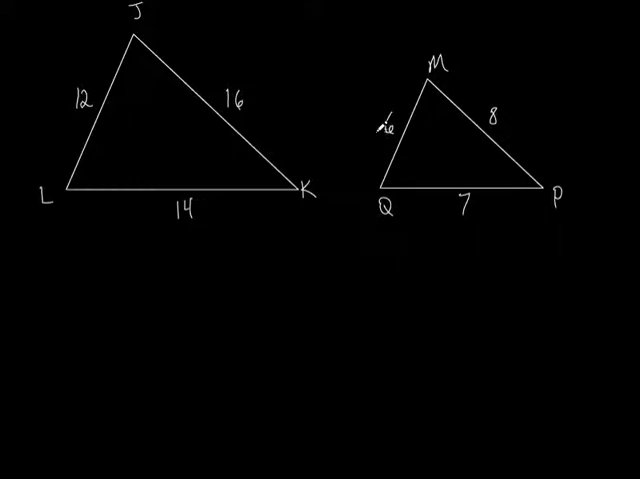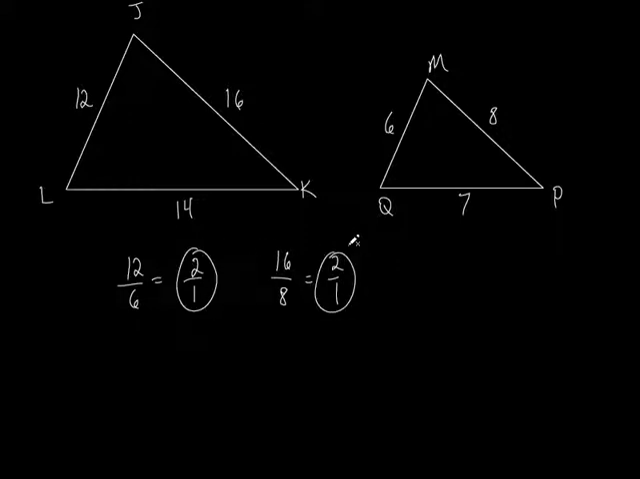Yeah, let's just do it this way. I probably didn't do it the best way. I was trying to make it easier for you. But let's compare 12 and 6 to each other. If I compare 12 to 6, what's that equal to? If I reduce it, it's 2 to 1. Let's do 16 and compare it to this side that it's matching up with. So 16 to 8. What does that reduce to? That reduces to 2 to 1.